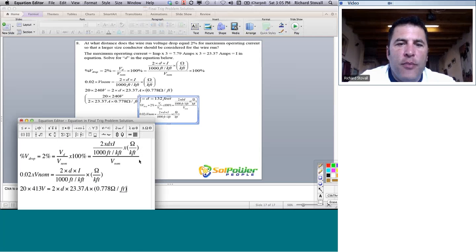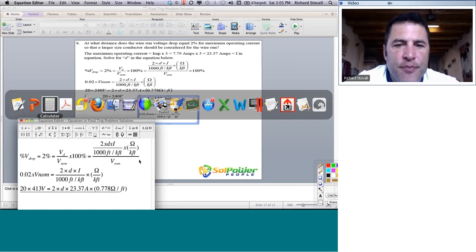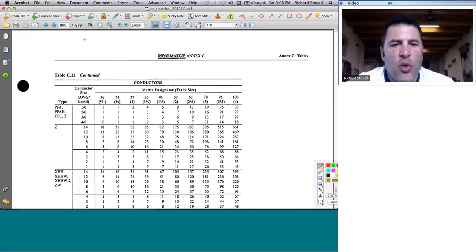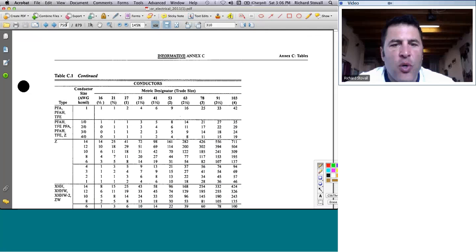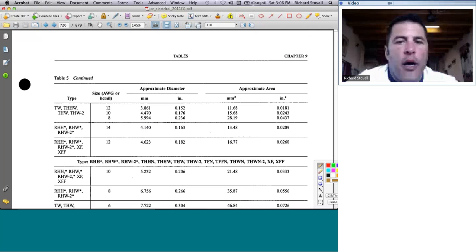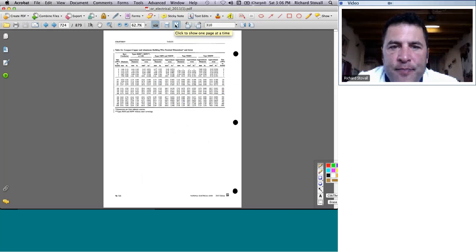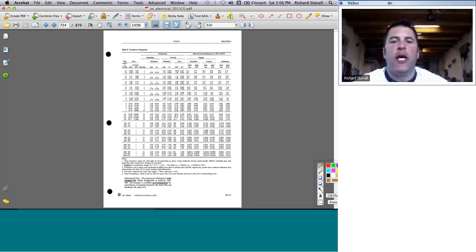So one question you might have is, where is that 0.778 ohms coming from? We've already chosen our conductor gauge of 8 gauge for this run. To know where that value for ohms per kilofeet resides, you need to be familiar with Chapter 9, Table 8 of the NEC. It's one of the only things you have to go to the back of the book for. I'll show you what it looks like.